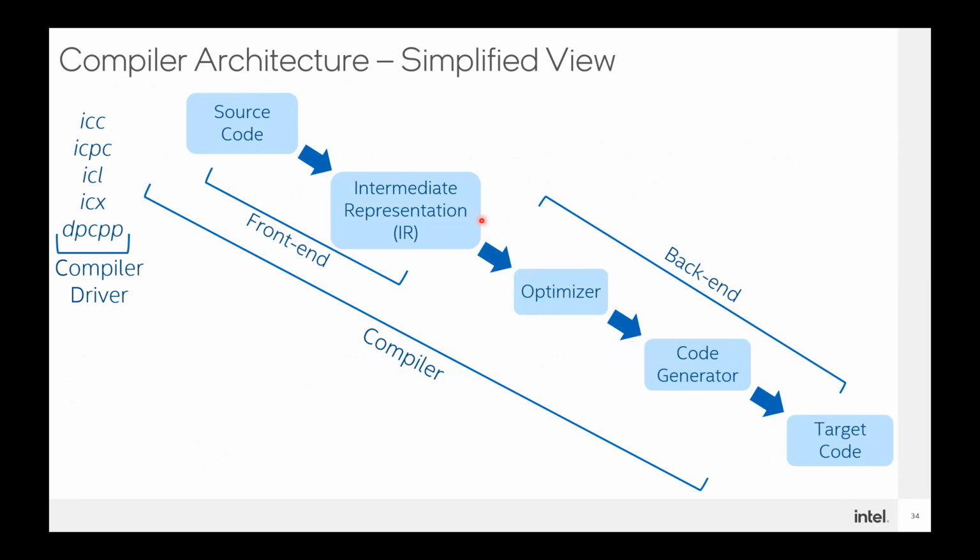Here you can see how the compiler is split between front end and back end. The front end moves the source code to an intermediate representation, and then the back end takes care of optimizing, generating the code, and also generating target code, so code for accelerators.